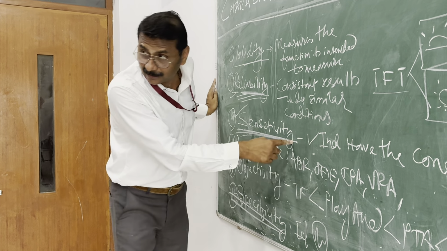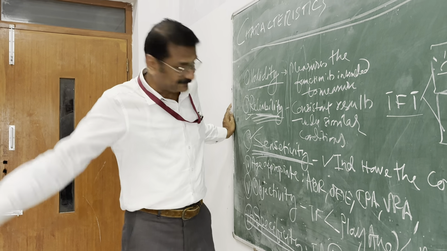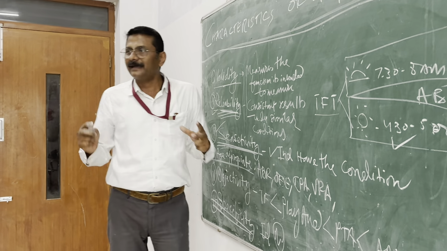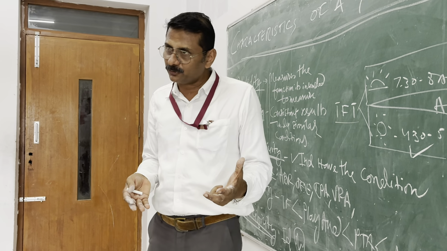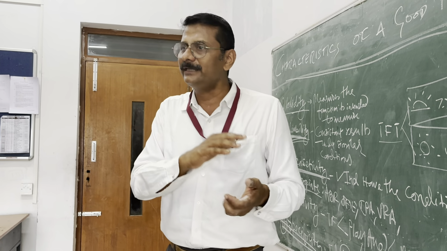So I go with the ABR because I want to identify hearing loss, correct? So sensitivity is different and specificity is different. The next is age appropriateness. We know that newborns will be coming to us, children, adolescents and adults will be coming. Depending upon them, we select our test.